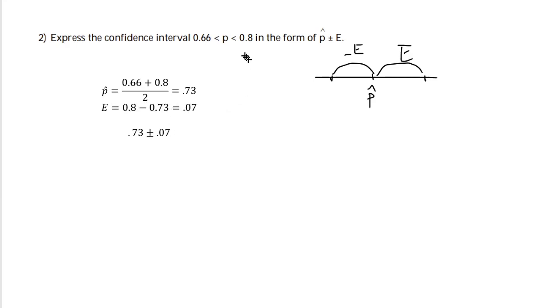And by the way, you can also do it the other way. You can also do 0.73 minus 0.66. You'll still get the 0.07. And once you have the p hat value and the e value, now you can state your answer as 0.73 plus or minus 0.07.